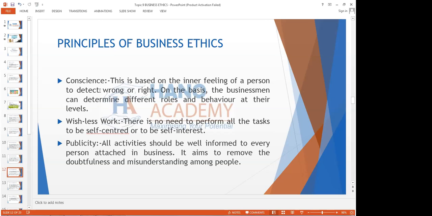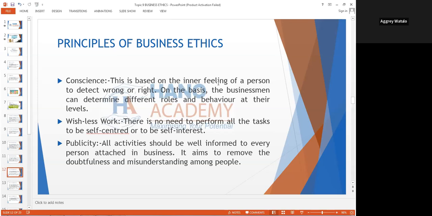So there should be a conscience, which is based on the inner feelings of a person to detect the wrong or right. So the conscience of somebody should help someone detect what is right and wrong, what is bad and good. Then wish less work. This means that there is no need to perform all the tasks to be self-centered or self-interested. So you don't perform all the tasks. Tasks should be shared. Duty should be shared with other people.